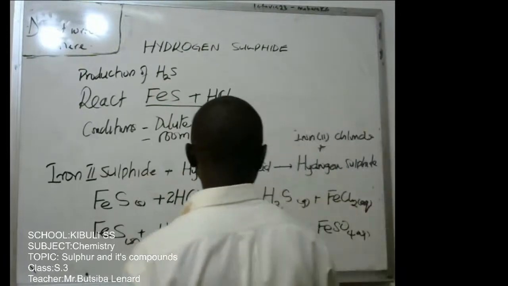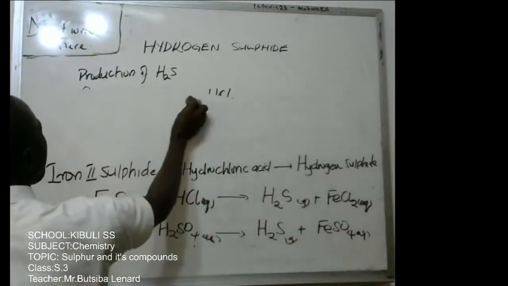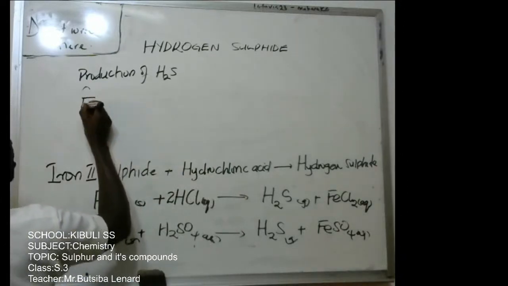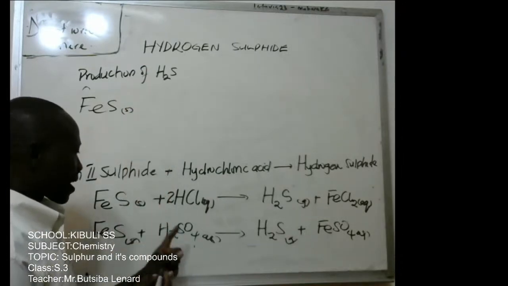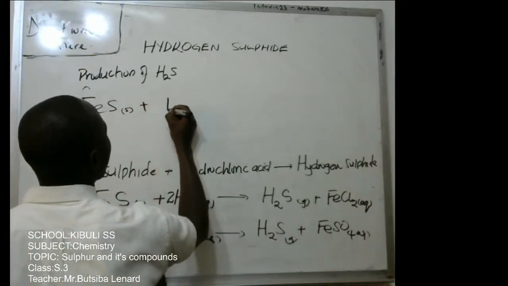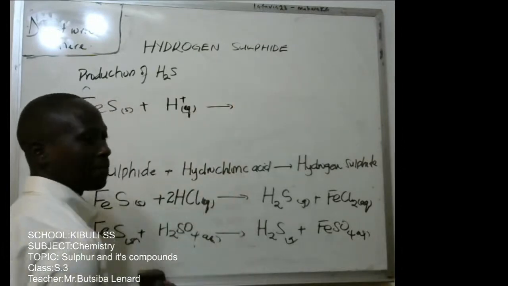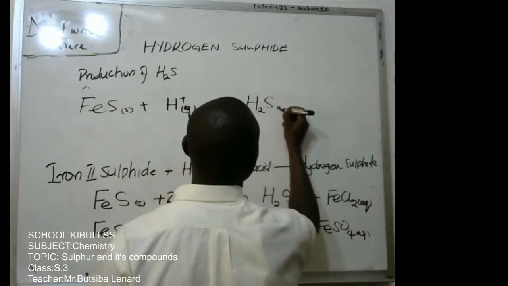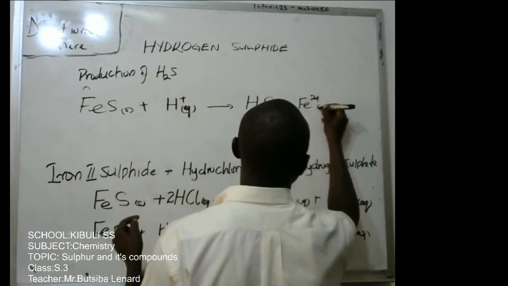I've already mentioned that any acid can work. So we can come up with an ionic equation. Iron 2 sulfide is a solid. What is an acid? A substance which when dissolved in water produces hydrogen ions. So being an acid, I am interested in hydrogen ions. So what will I obtain? We shall obtain hydrogen sulfide as a gas plus iron 2 ions, aqueous.